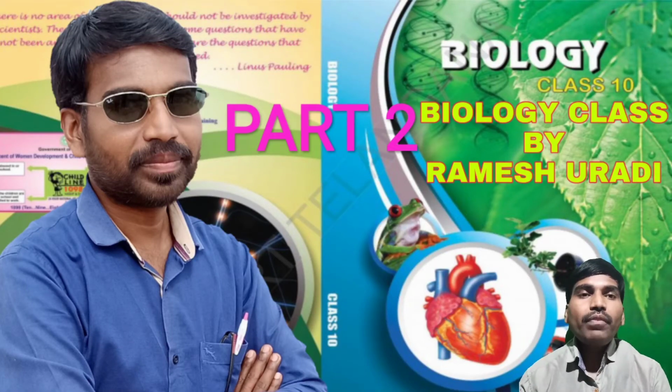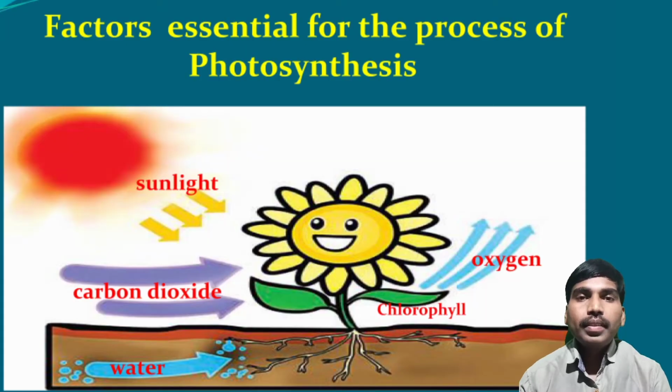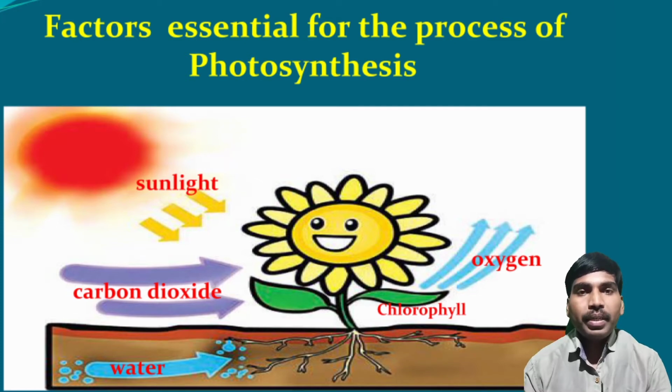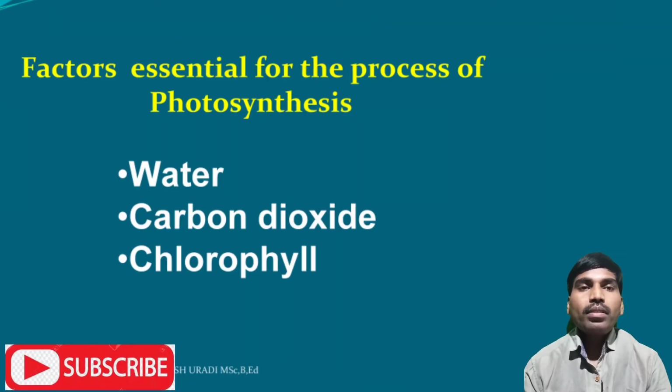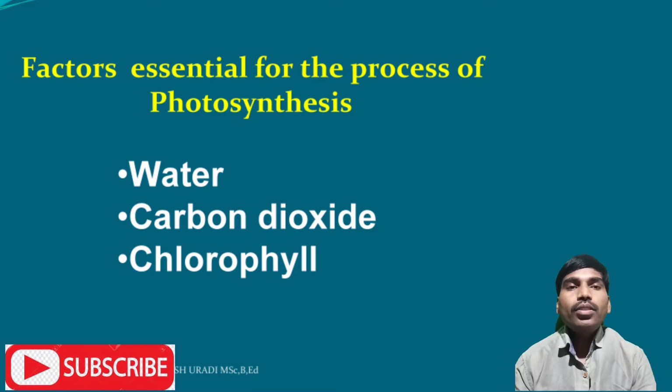What are the essential factors for photosynthesis? Already we know that they are carbon dioxide, water and chlorophyll. So here, by the process of photosynthesis, the plants are converting solar energy into chemical energy. Here the solar energy is nothing but sunlight.